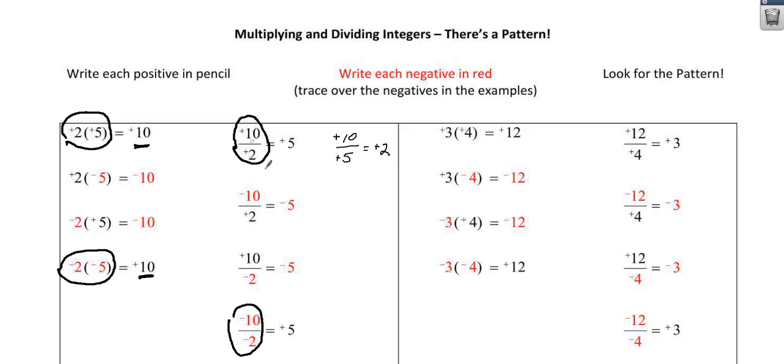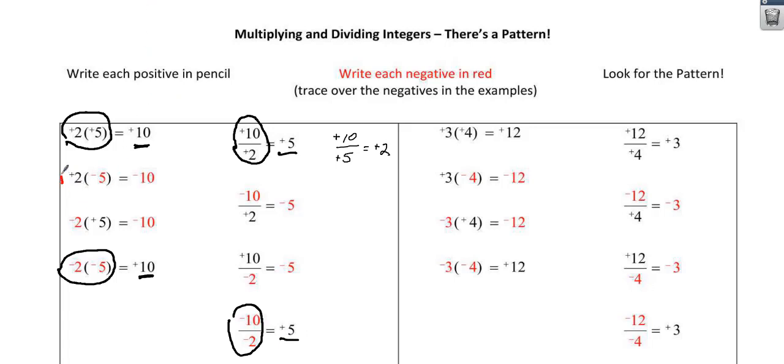Here, the number we have and what we're dividing by, and we call these, by the way, the dividend and the divisor, are both the same sign and the quotient is positive. Here, both the same sign and the quotient's positive.